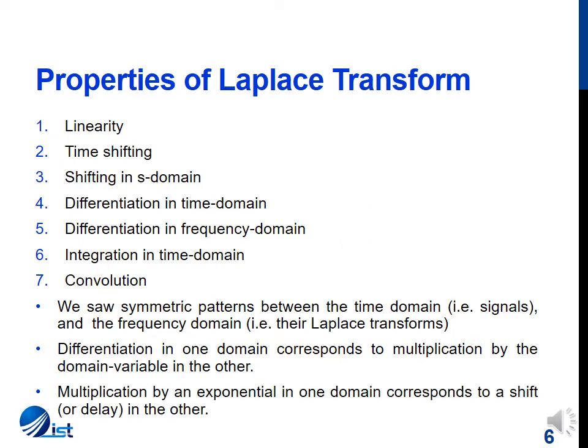Similarly, multiplication by an exponential in one domain corresponds to a shift or delay in the other. If there's a shift in time domain, that means in the s domain we have a complex exponential appearing. Or if we have a shift in the s domain, the frequency domain, then there's a multiplication by an exponential in the time domain. So these similarities were observed. In case you don't remember the properties, or if you're not given the table, for instance, you can recall that this is what happens.